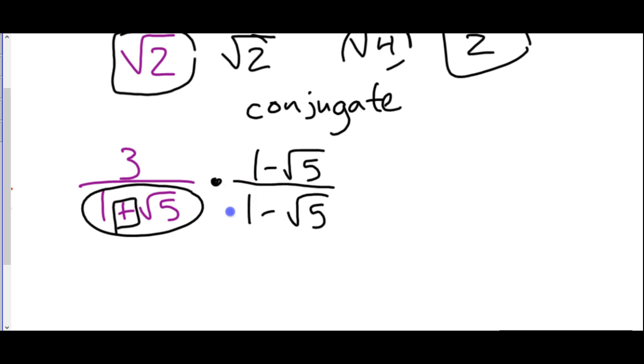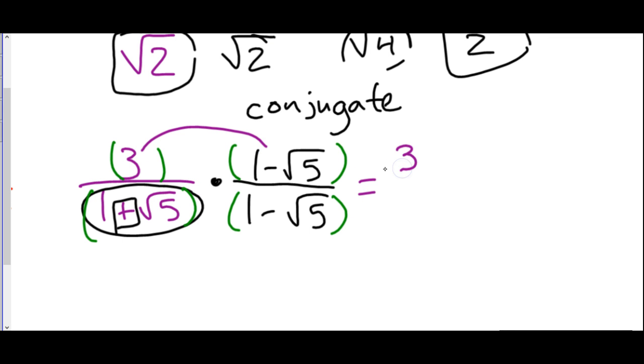Now when you do this, we have to kind of pretend that there were parentheses here already. Each fraction has its own parentheses, or each part of the fraction has its own parentheses. But now we just distribute or FOIL like we practiced with the multiplication. Here I would have to do 3 times 1, which is 3. 3 times negative square root 5 is negative 3 square root 5.